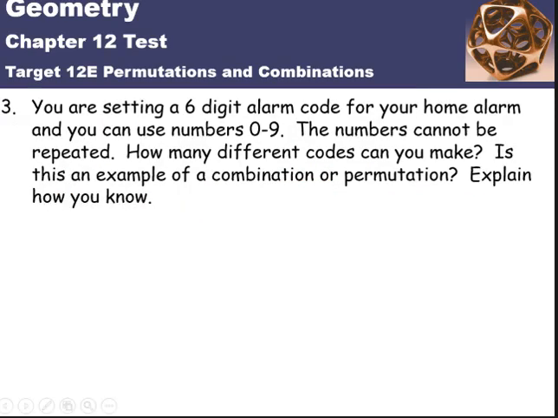Okay, number 3. We're setting a 6-digit alarm code for our home alarm. You can use numbers 0 to 9. So how many numbers are there from 0 to 9? 0 to 9 is actually 10 numbers. Okay, 1 through 9 is 9 numbers, and then 0 would be the 10th number. Okay, so there's 10 numbers. Numbers can't be repeated. How many different codes can you make? So for an alarm code, order matters. So it's a permutation.